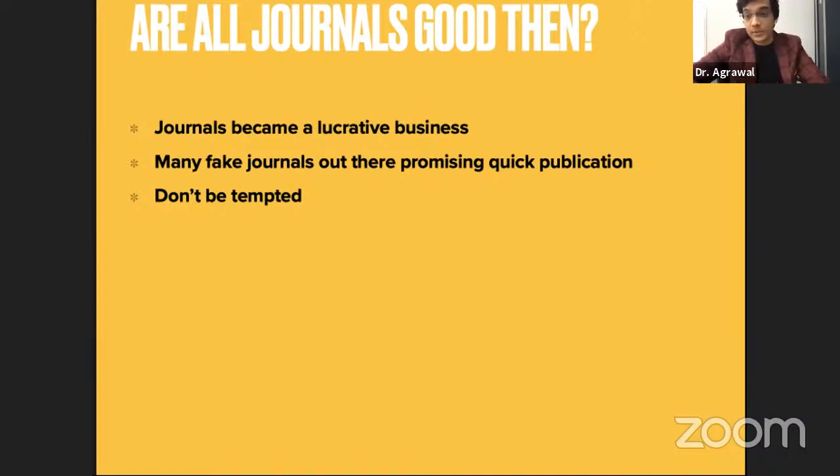Journals have become a very lucrative business, with homegrown publishing companies starting their own journals, naming it International Journal of Medical Scientific Research, and inviting young medical students with very little experience in research to publish their articles for a small fee. Maybe it's 3,000, 4,000 rupees. Many fake journals out there are promising quick publication, but don't be tempted. Dr. Dhumane will tell you exactly how to identify predatory journals and which journals are worth putting your hard work research in, right?